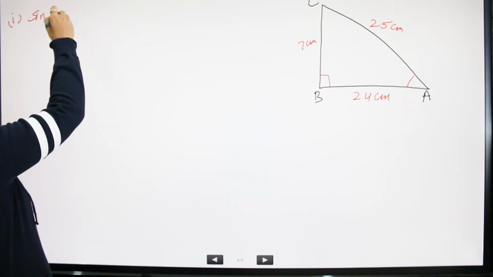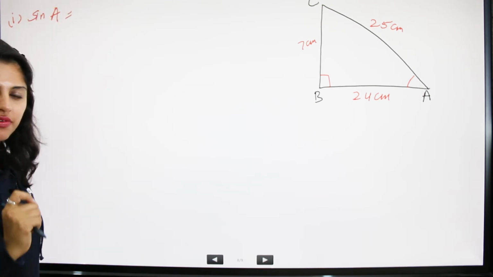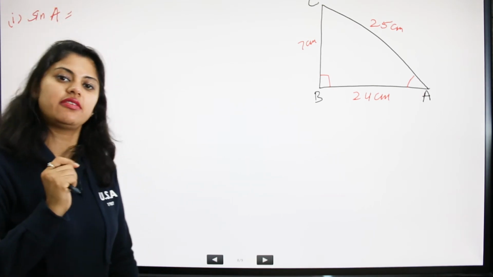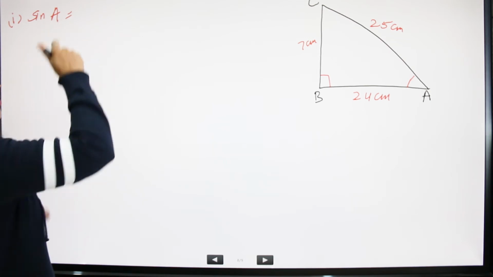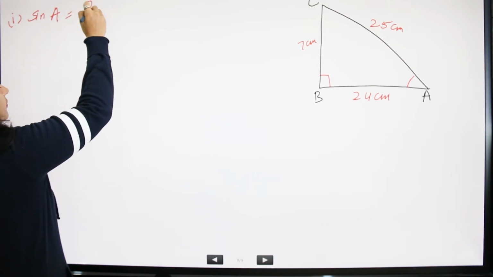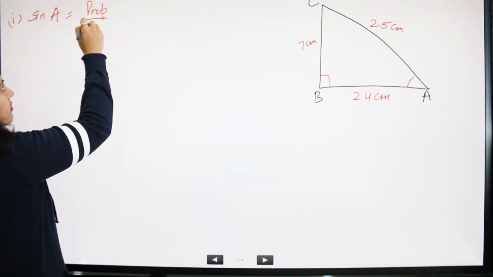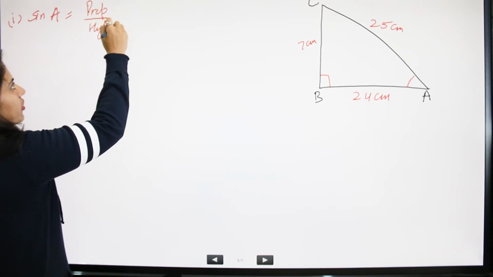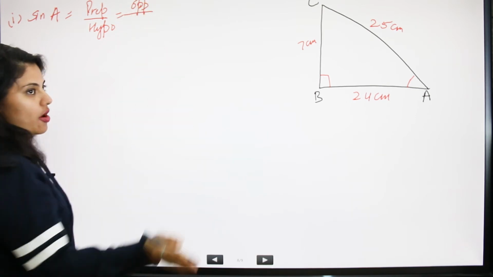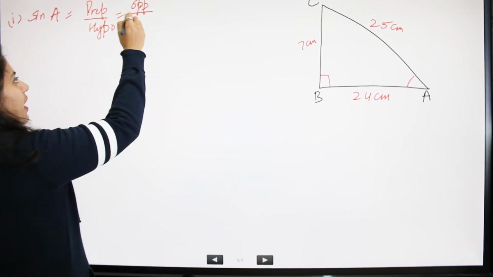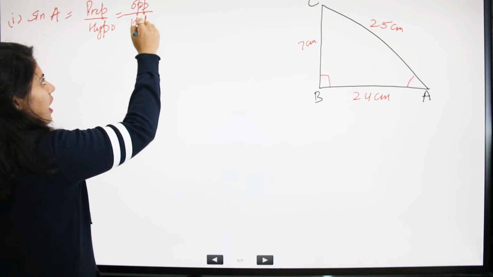And you already know, I've already explained in my previous video how to find these trigonometric ratios. So sine A is equal to perpendicular divided by hypotenuse, or you can also say this as the opposite side to the angle divided by the longest side, which is the hypotenuse side.